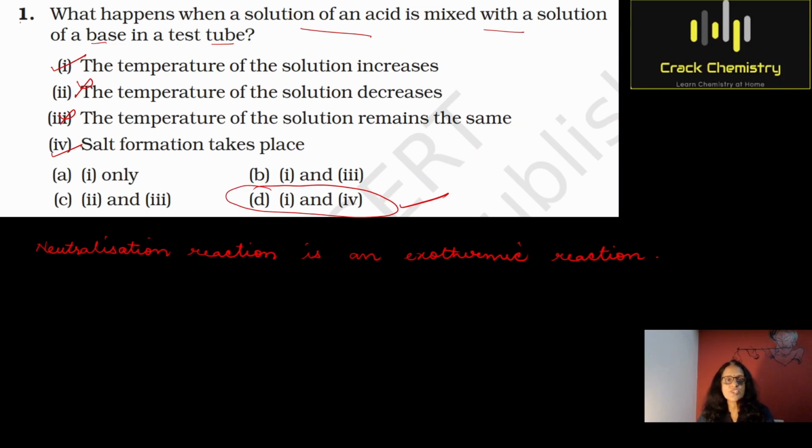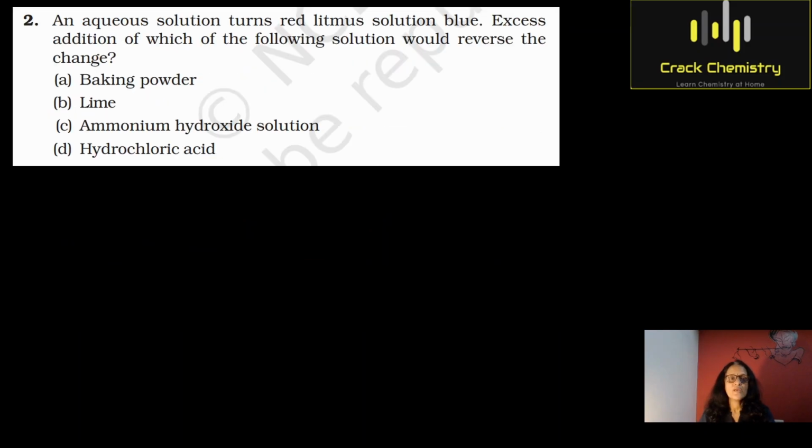So after discussing this question, you must be clear about what a neutralization reaction is. A neutralization reaction is an exothermic reaction, as a result of which the temperature of the solution will rise. Now we are going to discuss exemplar problem 2.